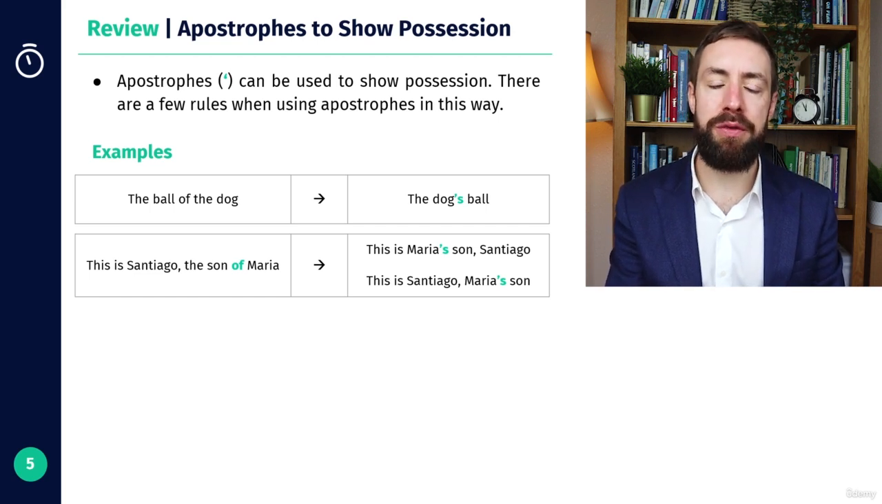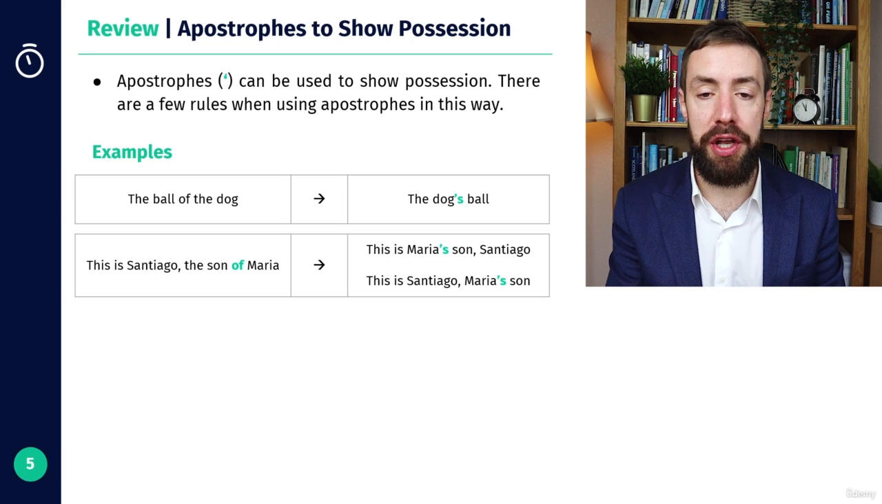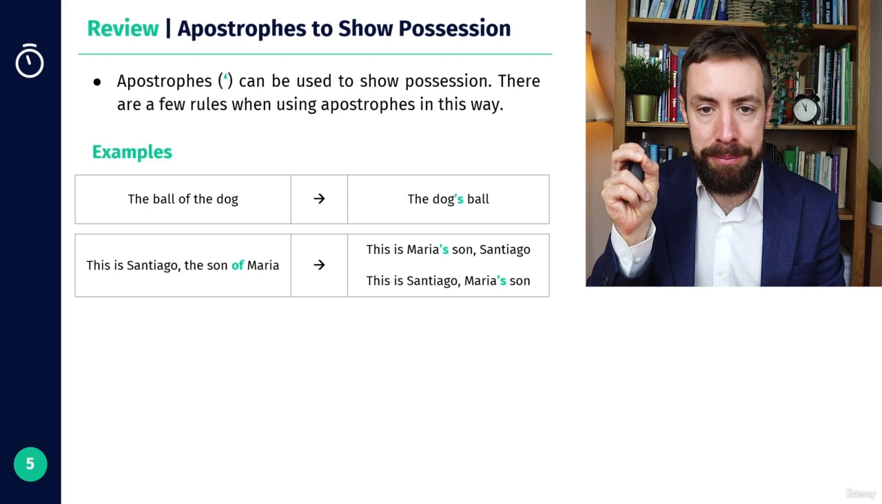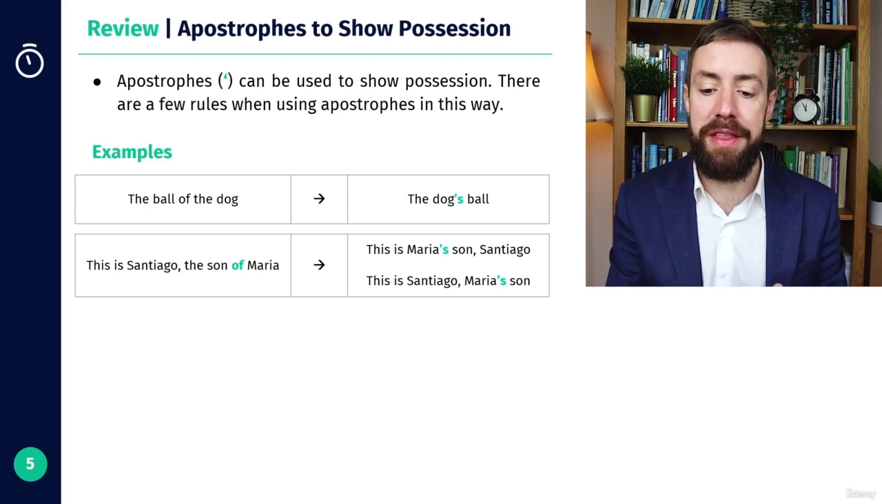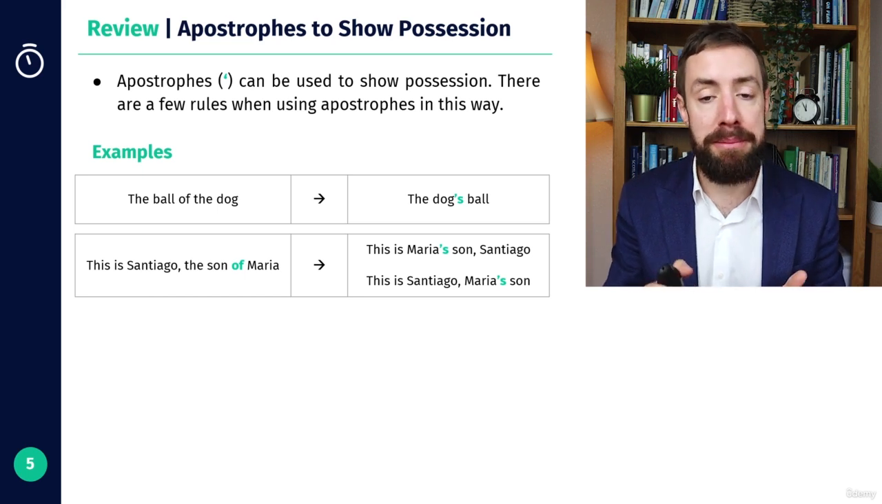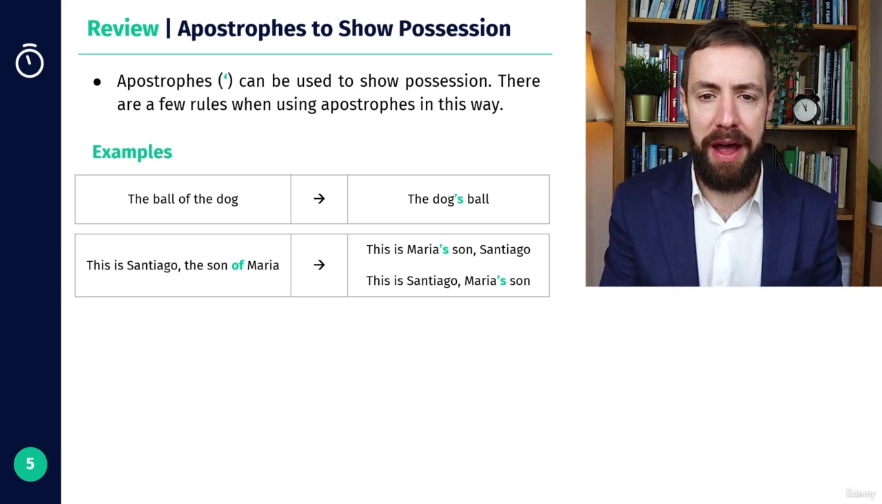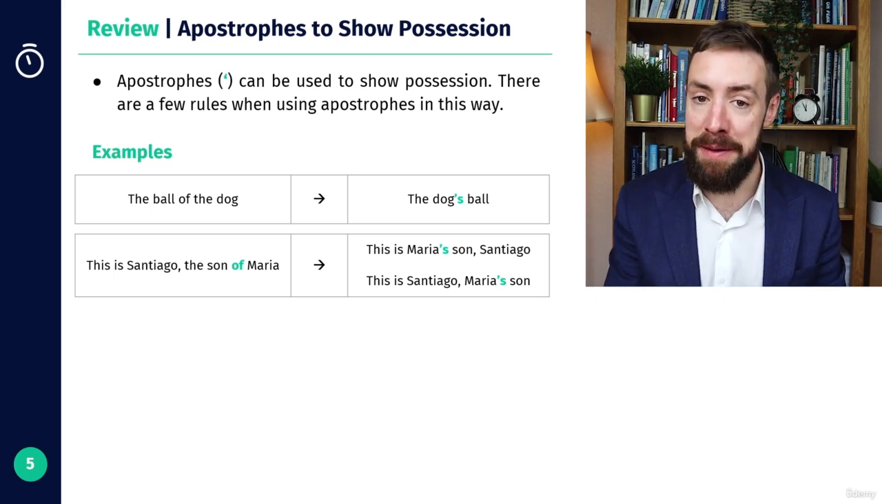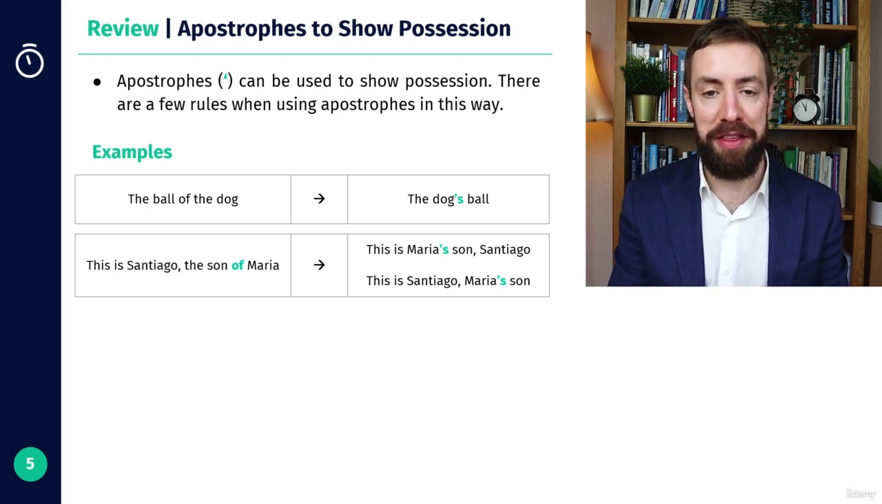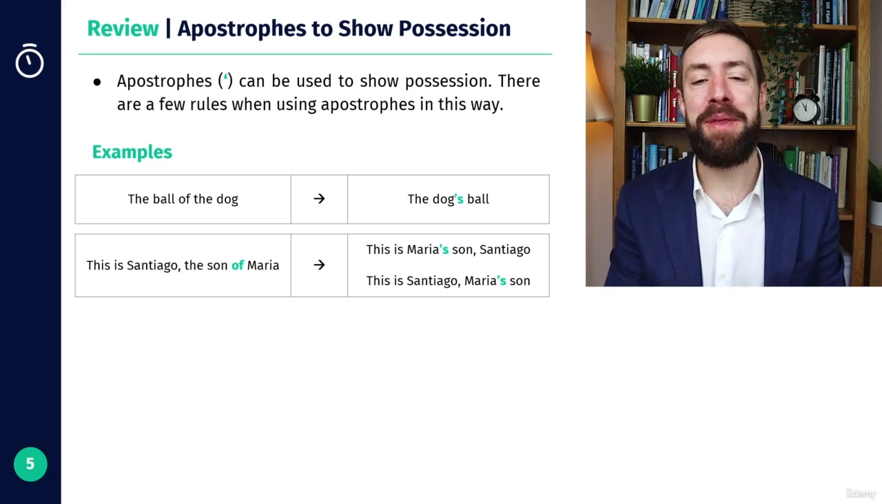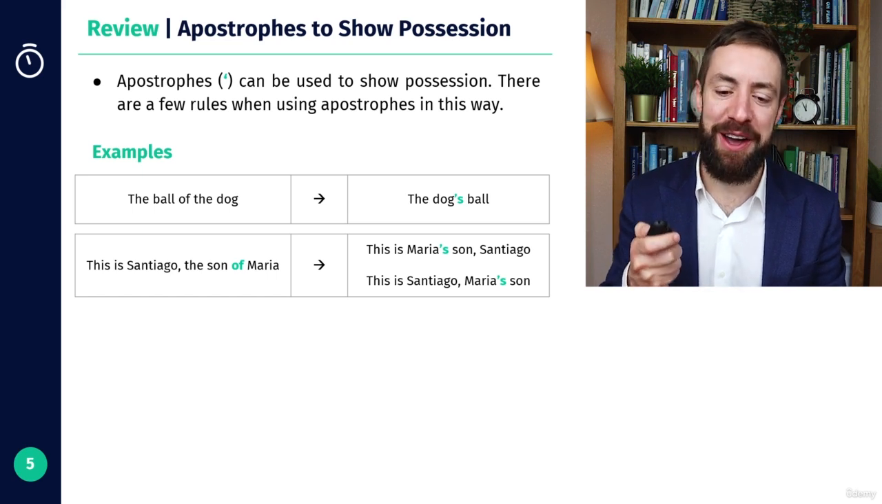So for example, if we want to say this is Santiago, the son of Maria, so that "of" we're going to change into the apostrophe. We've got two ways to say it. This is Maria's son, Santiago, or this is Santiago, comma, Maria's son. And both of those ones are correct. Two different options. So we're putting the apostrophe after Maria because she is the one who has the son. Santiago doesn't have a son. Well, maybe he does, we don't know. But Maria has a son who is Santiago.